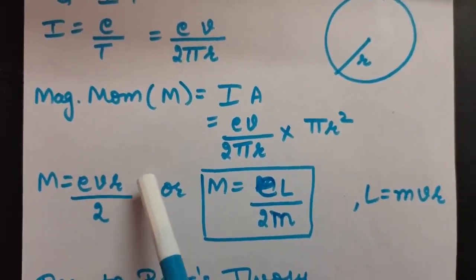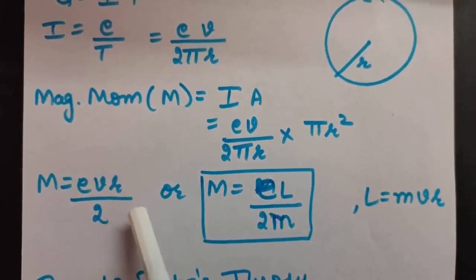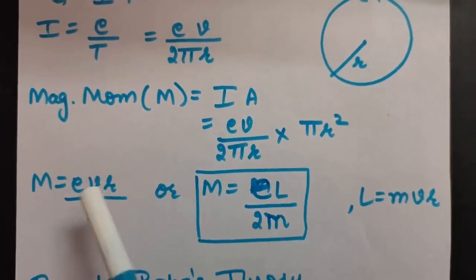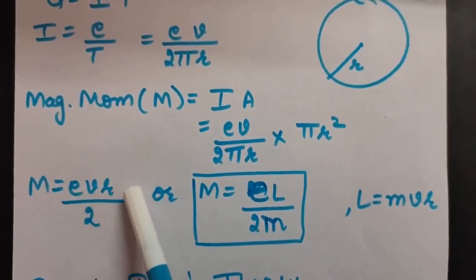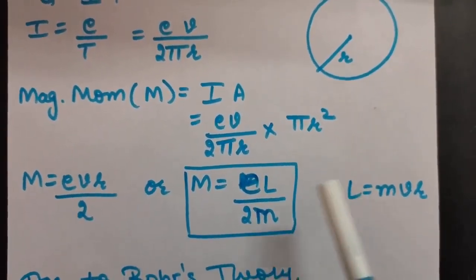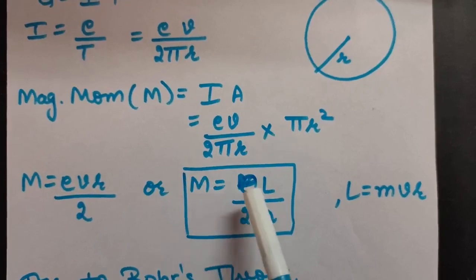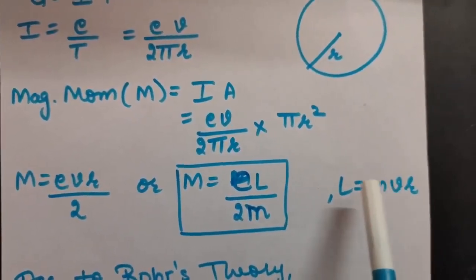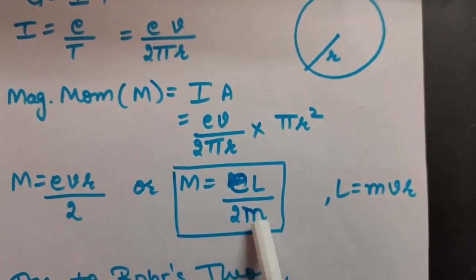Now if I multiply and divide by the mass of the electron in numerator as well as in denominator, here you will get 2m, and here you will get evr upon m, that is mvr. That is nothing but angular momentum. So magnetic moment will become eL upon 2m, where L is angular momentum and small m is the mass of the electron.